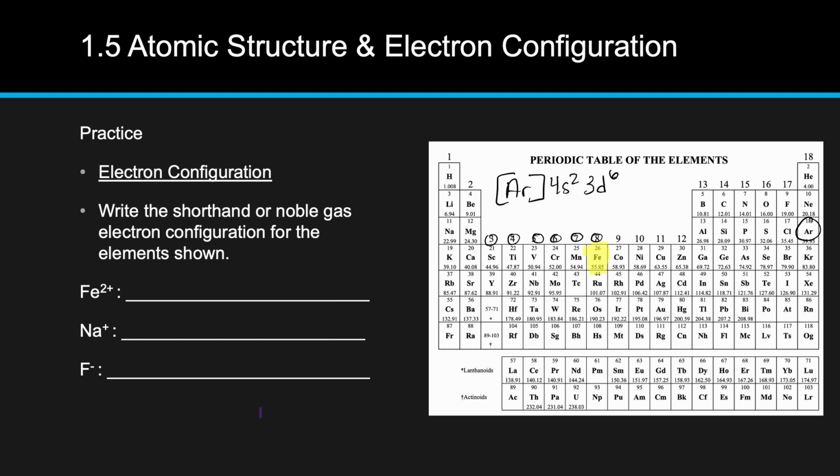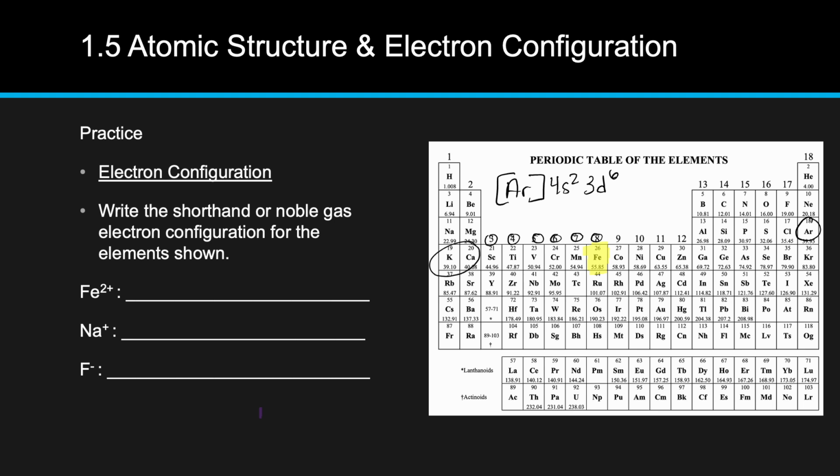Now, if I'm saying that the iron has a 2+ charge, that means it lost 2 electrons. And if something is losing electrons, we're going to assume that it is first taking the outermost electrons. Now, when we're looking at transition metals, the outermost electrons are actually the S sublevel that it filled before going into the D sublevel.